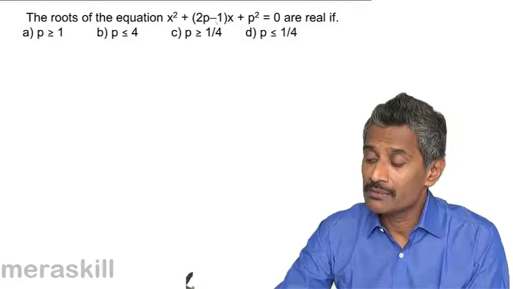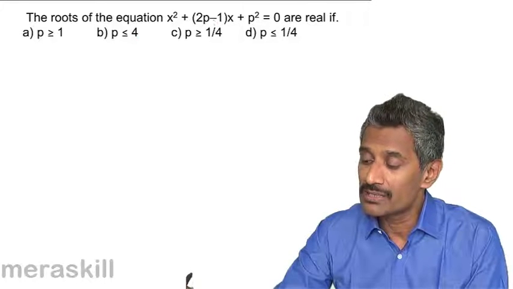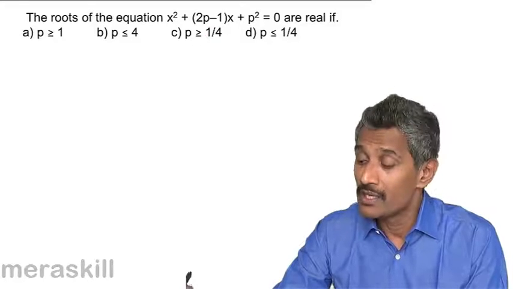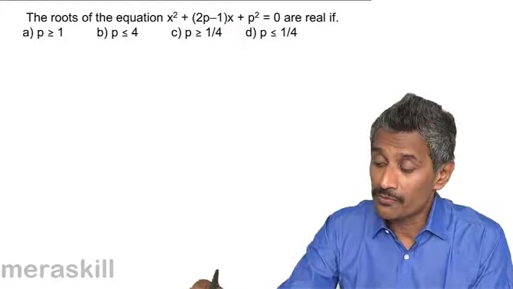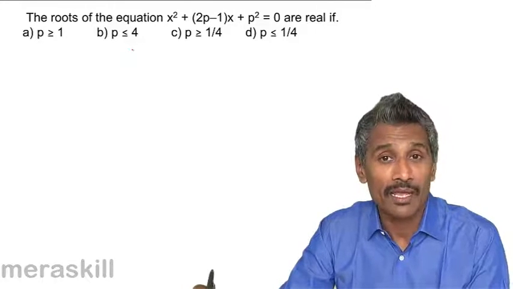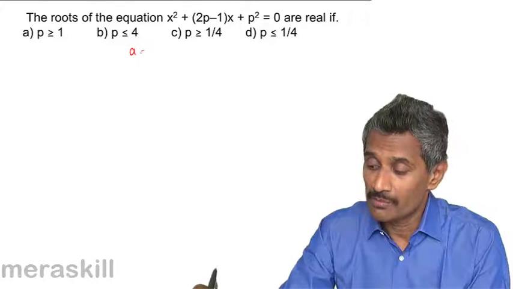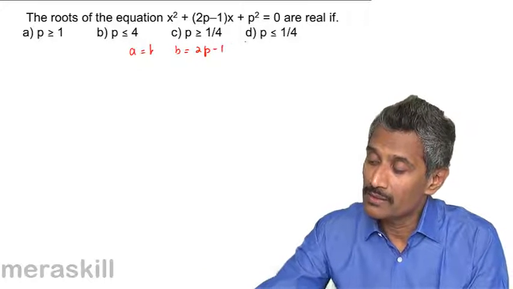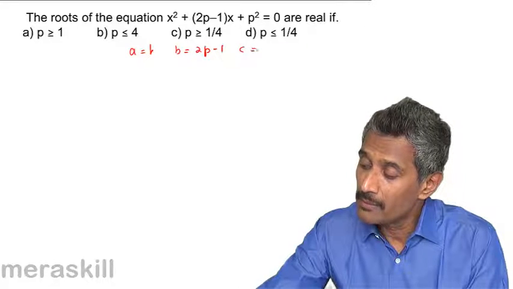Now these kind of sums, it's better to solve them, because individually substituting makes no sense, for one thing because these are all inequations. So it will be better to solve them. So if you compare this with ax square plus bx plus c, what would be a? Right, a would be 1, b would be 2p minus 1, and c would be p square.